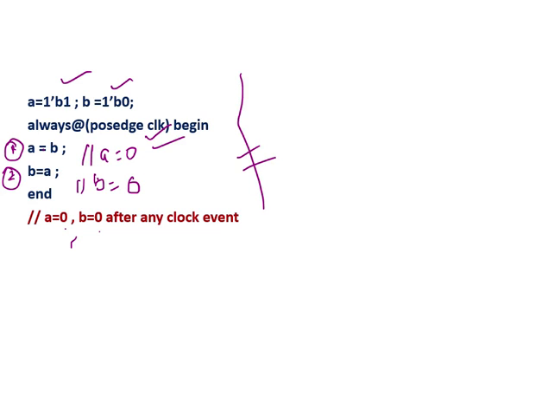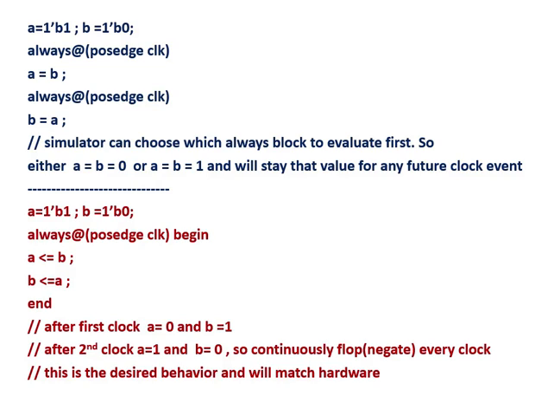Okay, so this is what happens, a equal to 0 and b equal to 0, if I write and implement this code. The second one is if I write a equal to 1, b equal to 0, always at the positive edge of clock, a equal to b, then always at the positive edge, b equal to a. So these two blocks are multiple always blocks in a single piece of logic. These two are executed parallelly. If there are a number of always blocks, then they are executed parallelly.